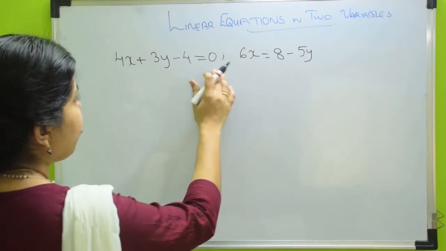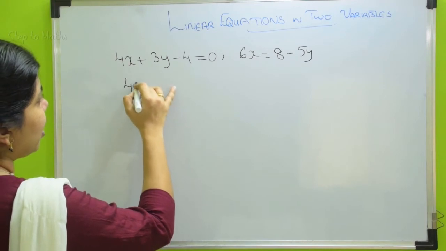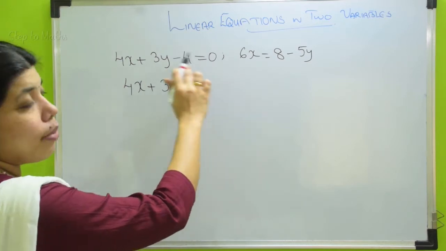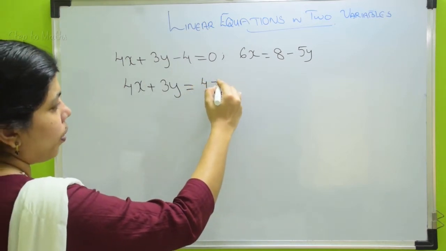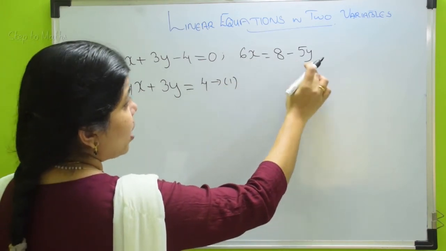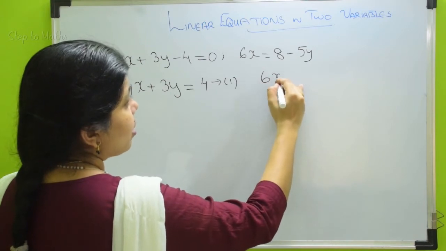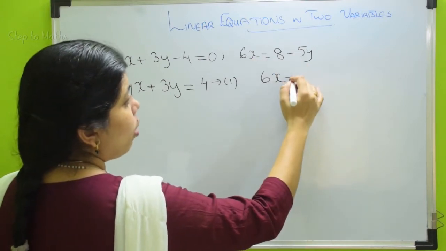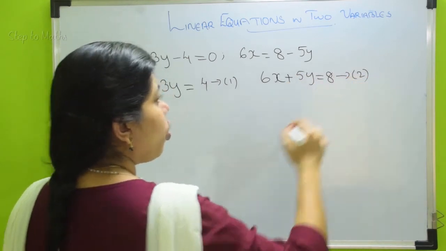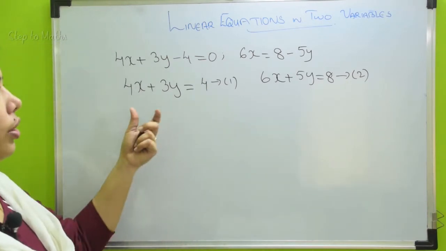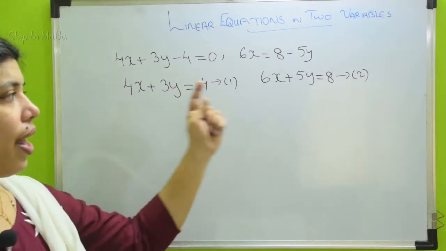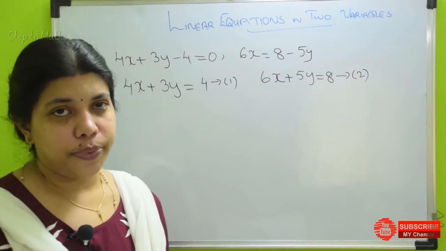4x plus 3y minus 4 is equal to 0. This we can rewrite as 4x plus 3y equal to, on the right side, minus 4 becomes plus 4. And 6x is equal to 8 minus 5y. This we can rewrite as 6x plus 5y equal to 8, as minus 5y becomes plus 5y. The given two equations are rewritten in the general or standard form of a linear equation: 4x plus 3y is equal to 4 and 6x plus 5y is equal to 8.